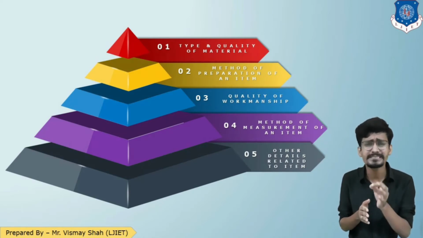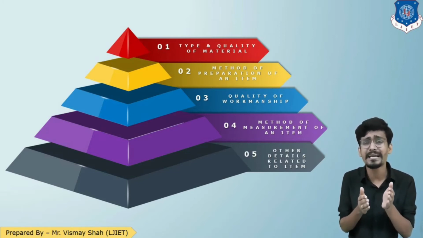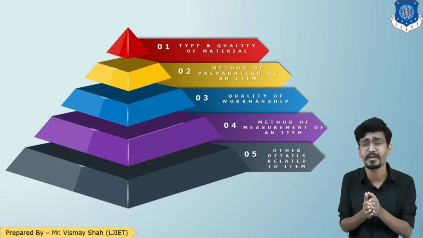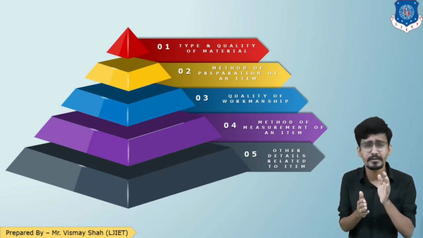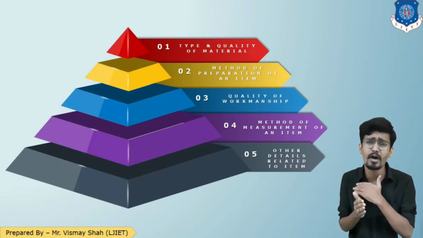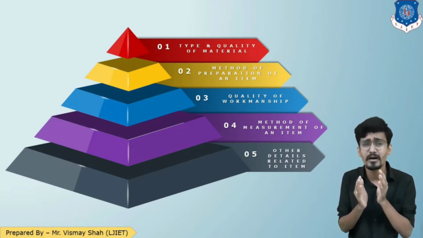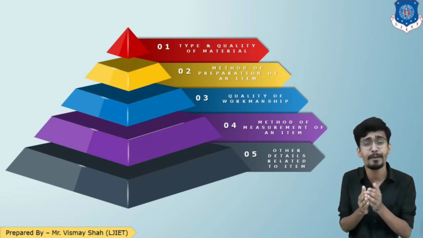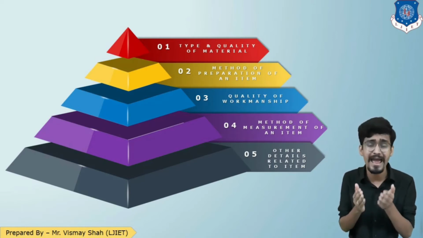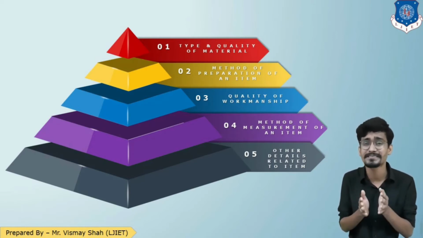Students, this is one of the important points which you have to mention in the specification: what quality of workmanship you require, the level of finishing, the level of accuracy, the kind of aesthetic view, what kind of quality from the workmanship you want to have. You have to describe that in the specification. The next is method of measurement of an item.